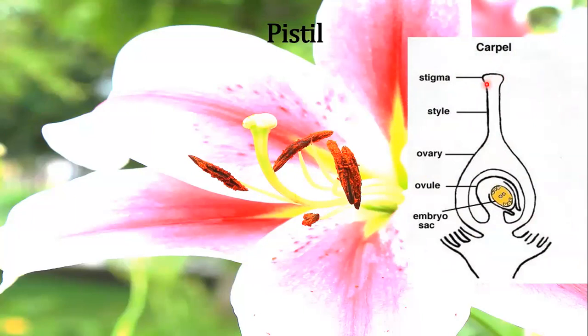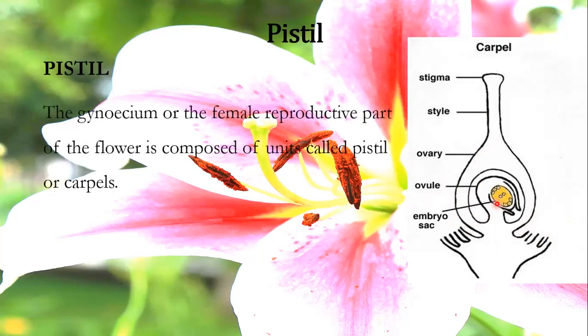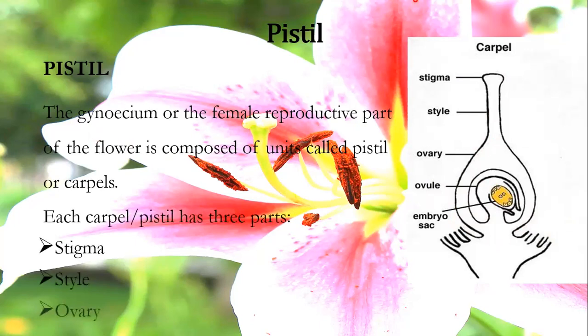From the base of the stigma, a tube-like structure runs. This is called the style, through which pollen tube growth takes place. At the end of the stylar region, there is a swollen basal part. This swollen basal part is called the ovary, where the ovules are present. This is about the structure of the pistil. The pistil, the gynoecium or female reproductive part of the flower, is composed of units called pistil or carpel. Each carpel has 3 parts: the stigma, the style, and the ovary.